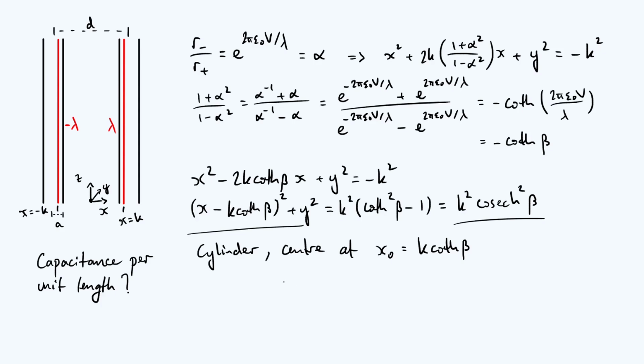And what about the radius? Well, let's call the radius r. R is going to be the square root of everything on the right hand side, which is k. Now I'm going to put modulus signs here because hyperbolic cosec could be either negative or positive depending on whether beta and therefore whether the potential v itself is positive or negative. So when we square root the right hand side, we really want to put modulus signs. Radius has to be positive by definition, right? So k modulus of hyperbolic cosec of beta.